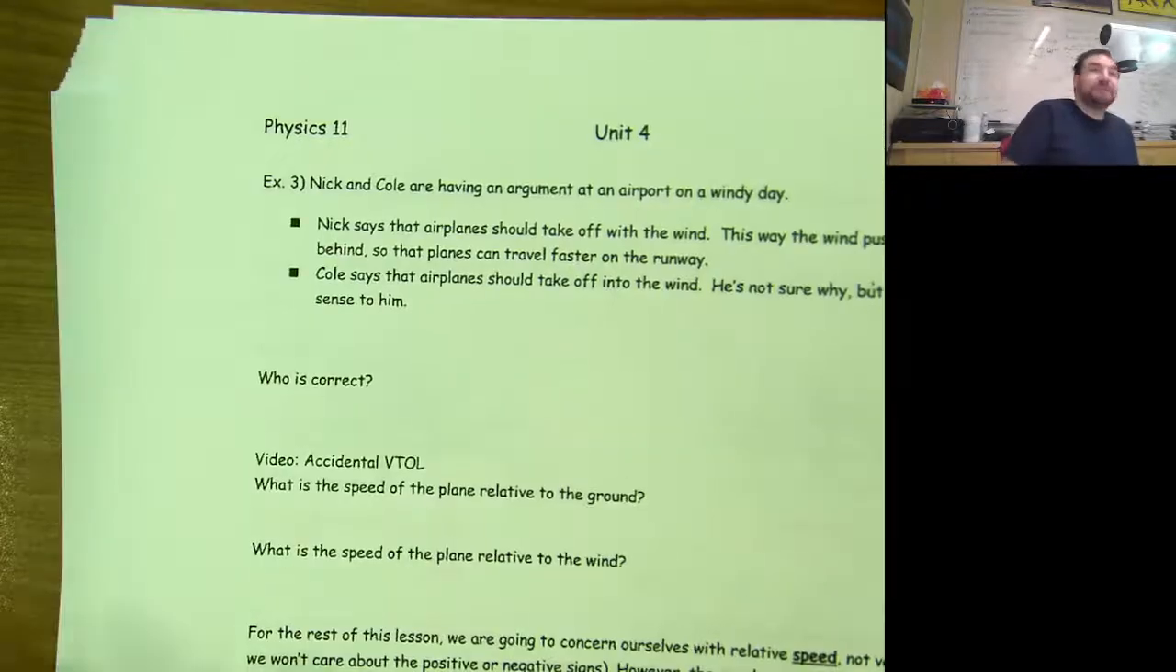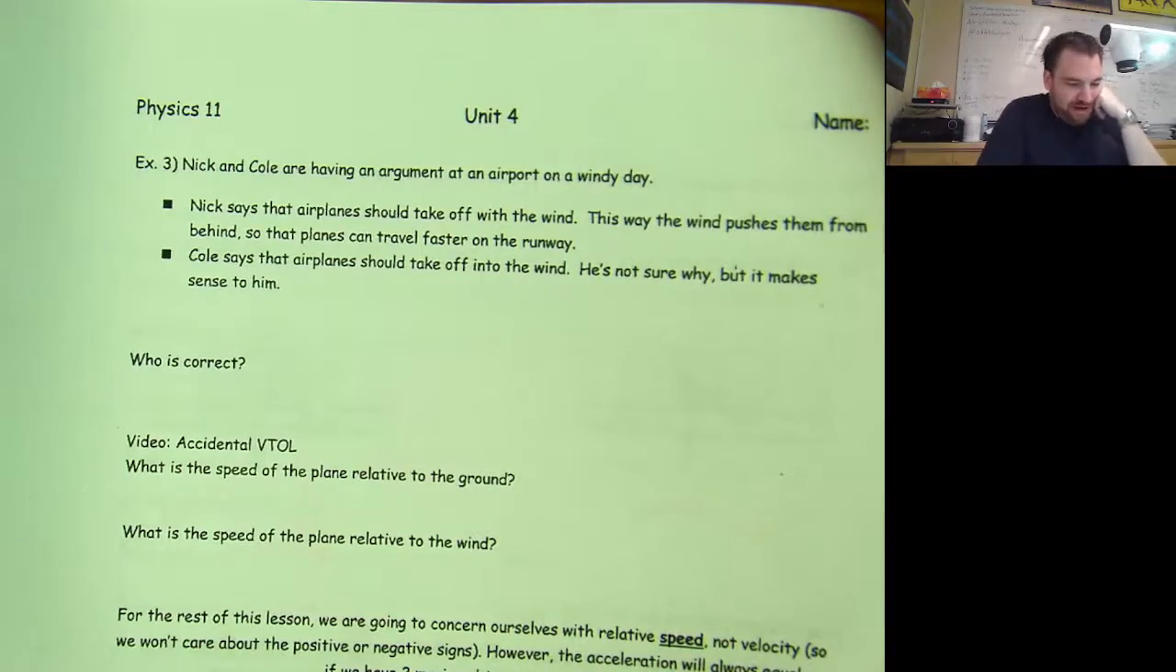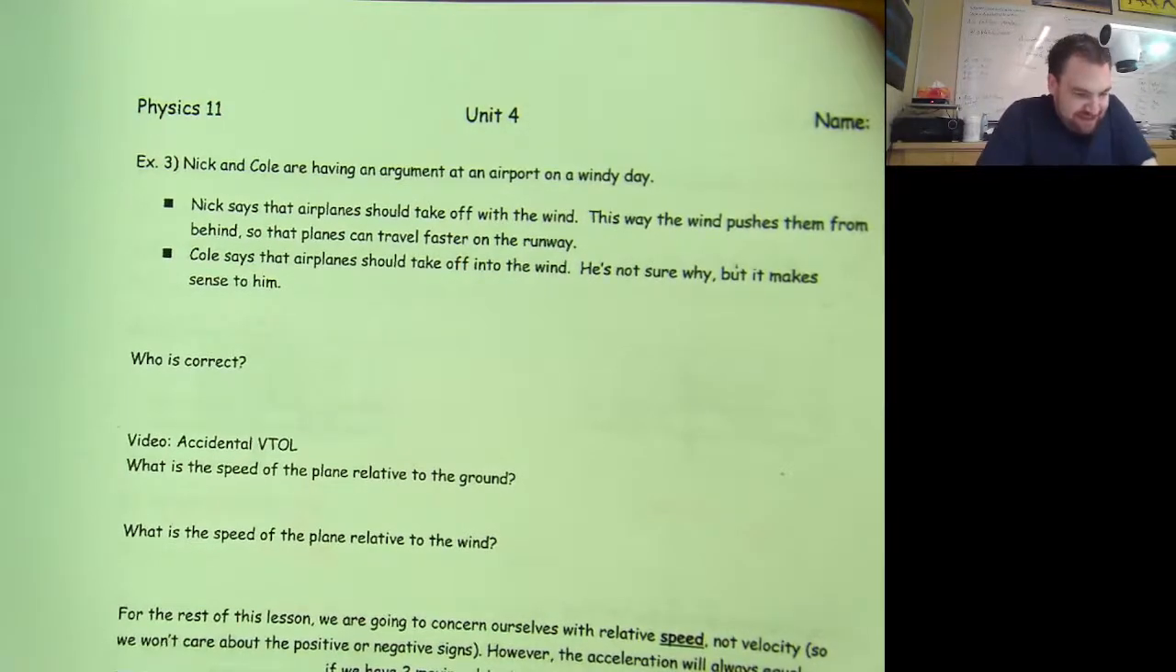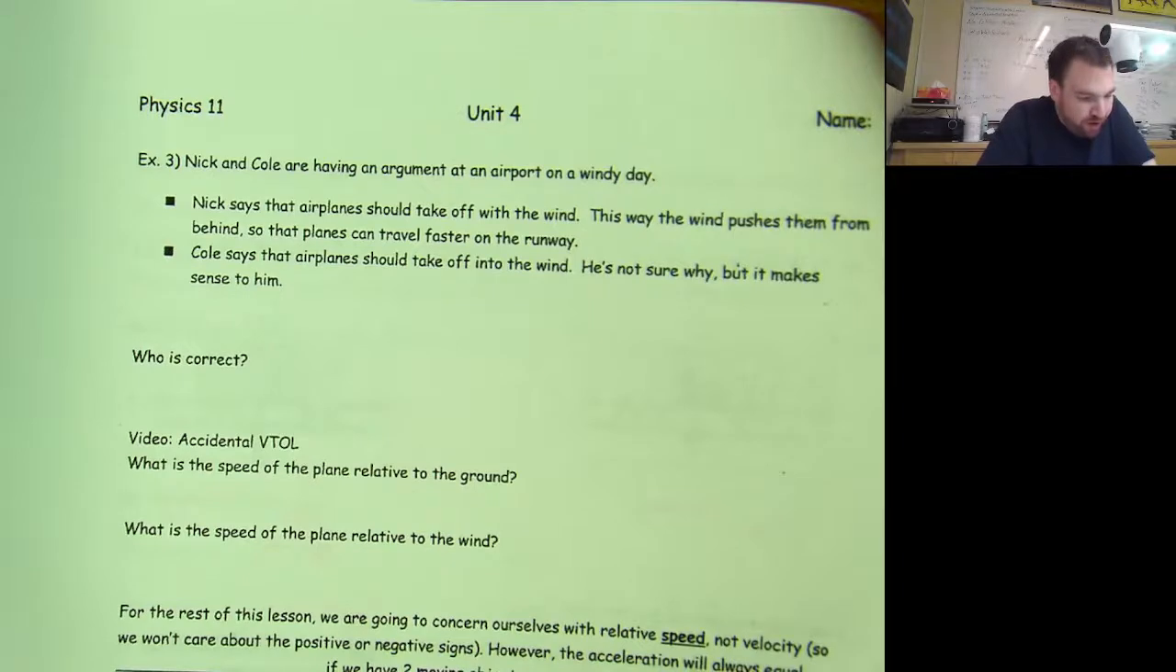Here's a question for you. An application of this stuff. You had two guys, Nick and Cole. They're having an argument at an airport on a windy day. Nick says that airplanes should take off with the wind. The wind pushes them from behind so the plane travels faster on the runway. Or Cole says that airplanes should take off into the wind. He's not sure why, but it makes sense to him. Who is correct?